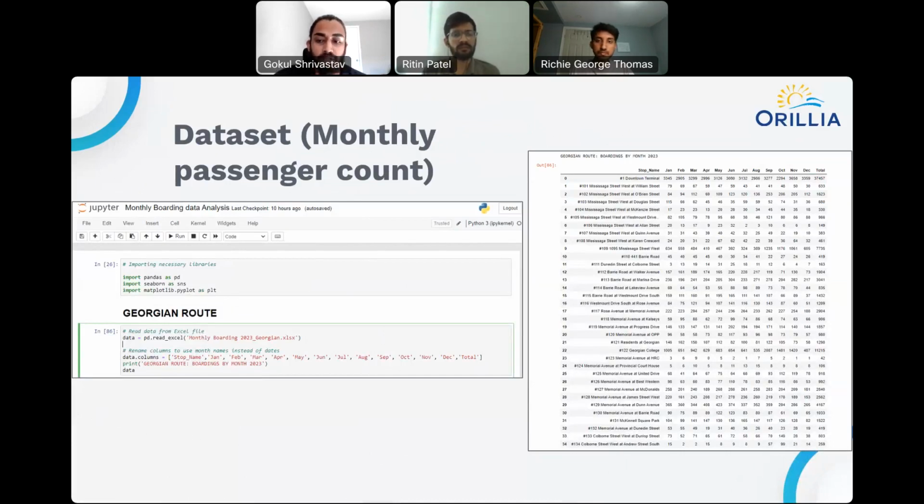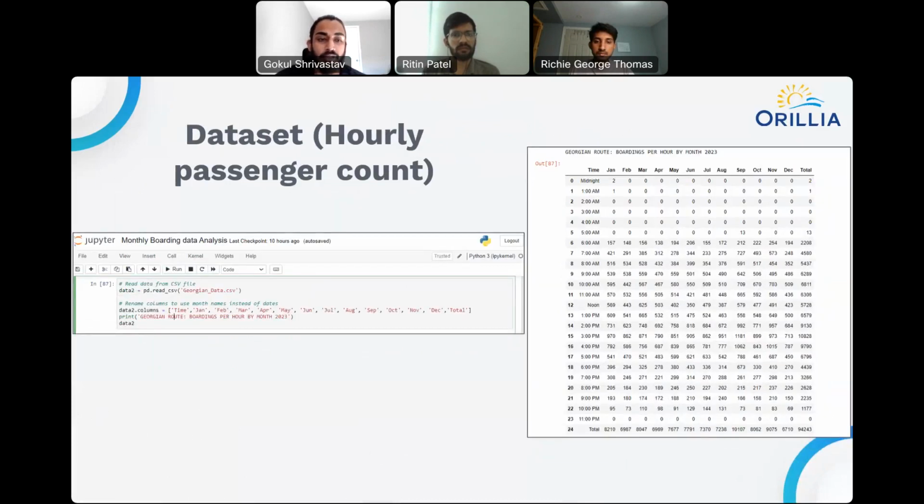So this displays the monthly passenger count in Jupyter before renaming the columns to months instead of dates. Next slide. We did the same for the Georgian route, but for hourly passenger count.